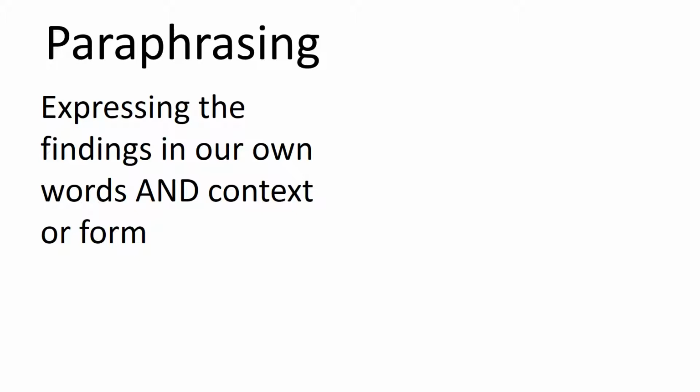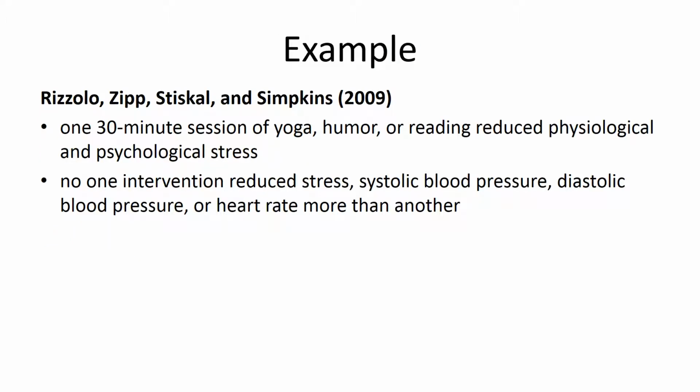At this point, you might be wondering how we can write about the findings in a way that fits with the different parts of the introduction section, let alone in a way that leads to a hypothesis. It might help if we think a little bit more about paraphrasing. Remember that paraphrasing is expressing the findings in our own words and context or form. The reference to context and form means we can write about the findings from a number of perspectives, as long as we don't generalize so much it's no longer accurate to support the statement with a citation for a particular study. I'll use the findings from the Rizzolo article as an example.